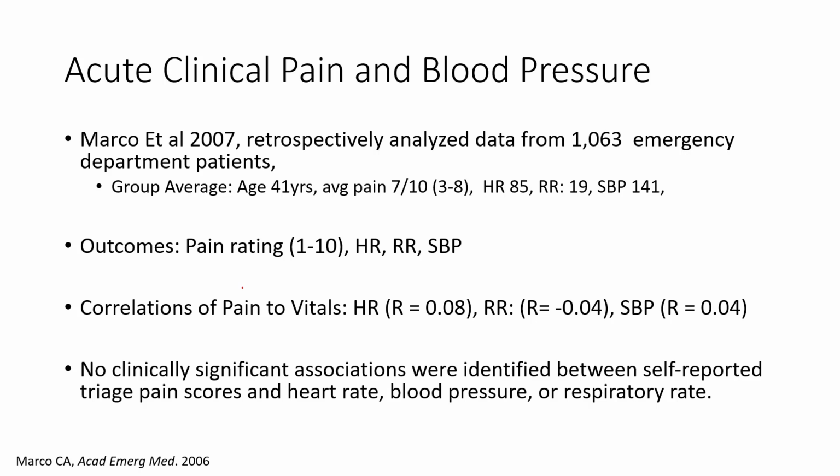Heart rate baseline was 85, respiratory rate 19, systolic blood pressure 141. The outcomes they tracked were pain, heart rate, respiratory rate, and systolic blood pressure. Remember that Pearson's r? For heart rate, 0.08, nothing. Respiratory rate, 0.04, actually trending negative, which suggests a very weak association, and the association suggests that as pain went up, respiratory rate went down a little bit, but no real association. And systolic blood pressure was 0.04, also next to nothing. So there was no clinically significant association between self-reported triage pain scores and heart rate, blood pressure, or respiratory rate.